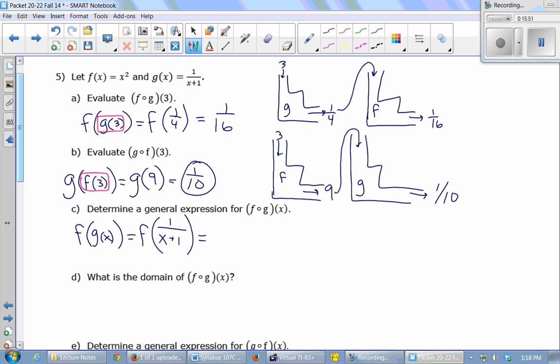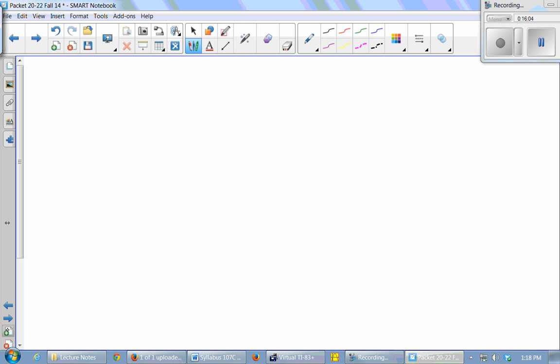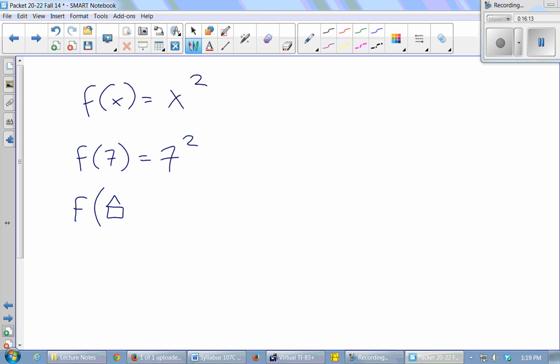No, it does not mean multiply. This is function notation. Square it. Yeah. F is the function that squares stuff. So just as a little aside here, if f of x equals x squared, then f of 7 means 7 squared, right? F of a picture of a little house means picture of a little house squared, right? Whatever you put into f, it just gets squared. It's just a machine that squares things.